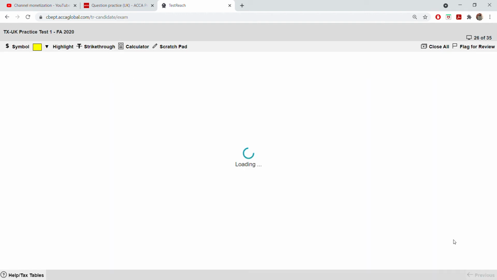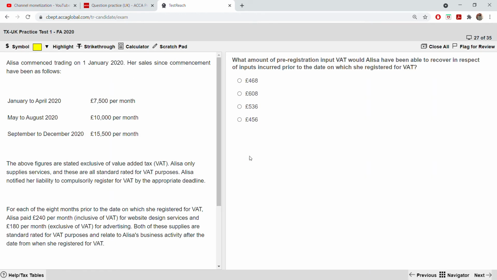These are the rules of VAT. Next, what amount of pre-registration input VAT would Alyssa have been able to recover in respect of the inputs incurred before the date when she registered for VAT? There are some pre-registration input VAT also which you can claim, provided certain conditions are met. Those conditions are there in taxation. You have to learn those. So what is it?